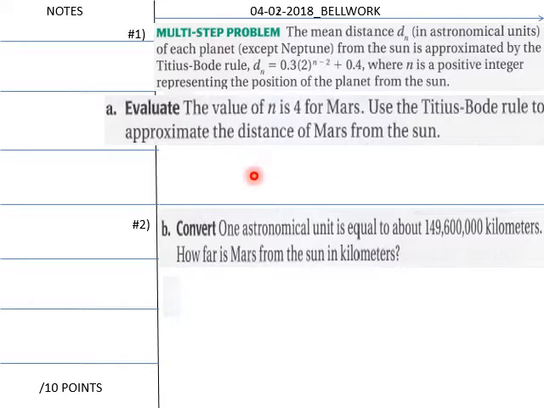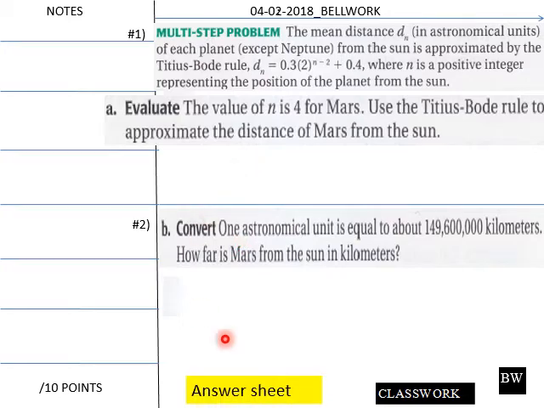Teachers, this is your bell work for your kids today. Evaluate the value of n for Mars. We have an exponential expression up here. Then 1 astronomical unit is equal to this number here. How far is Mars from the sun in kilometers? That's your B part. Give your students about 5 to 6 minutes to do this.